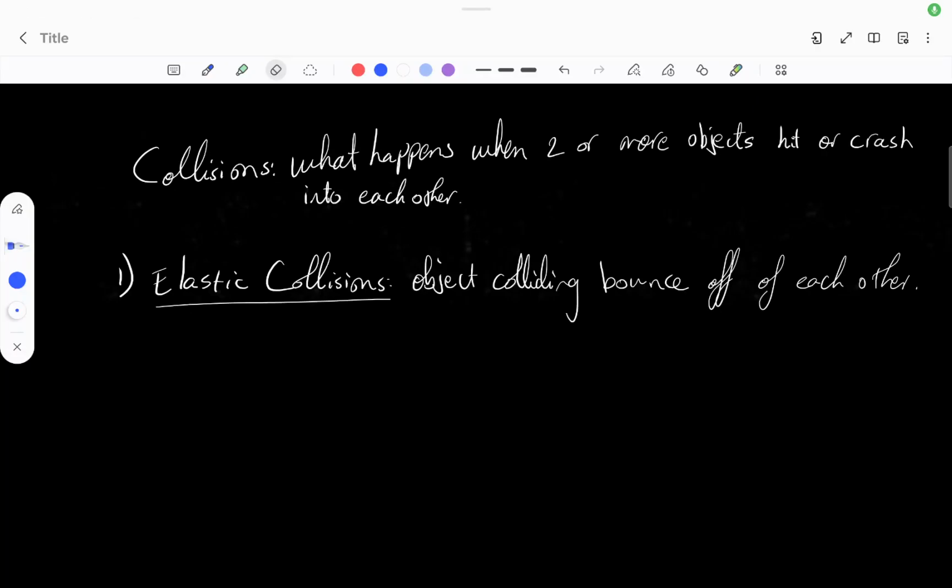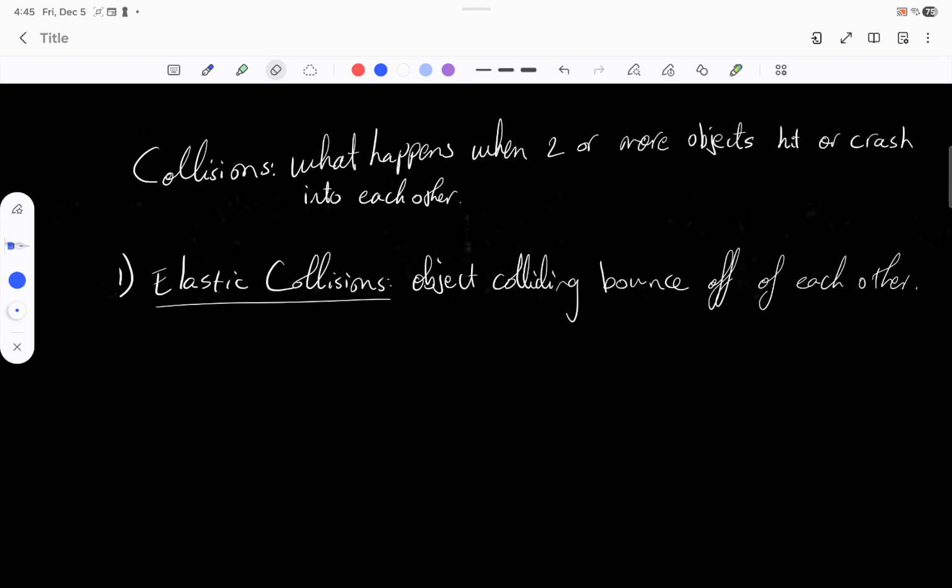So we've seen what happens when objects move. We looked at the kinematic equations, we looked at calculating the net force and describing how different forces affect objects. Now what happens when objects actually interact with each other and collide into each other? So this is what we're going to look at today.